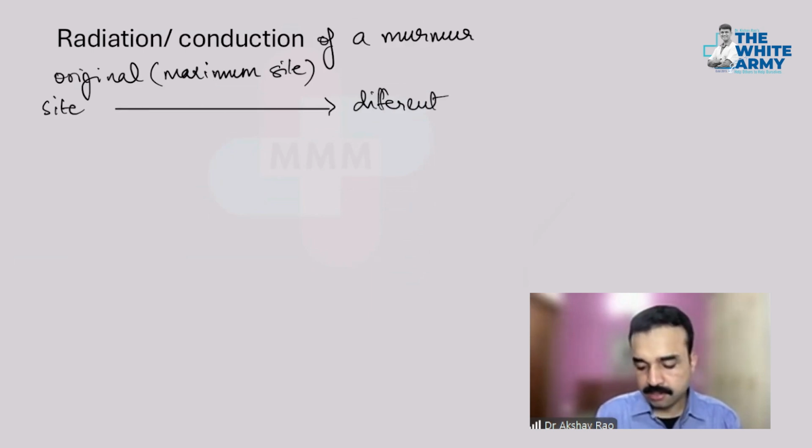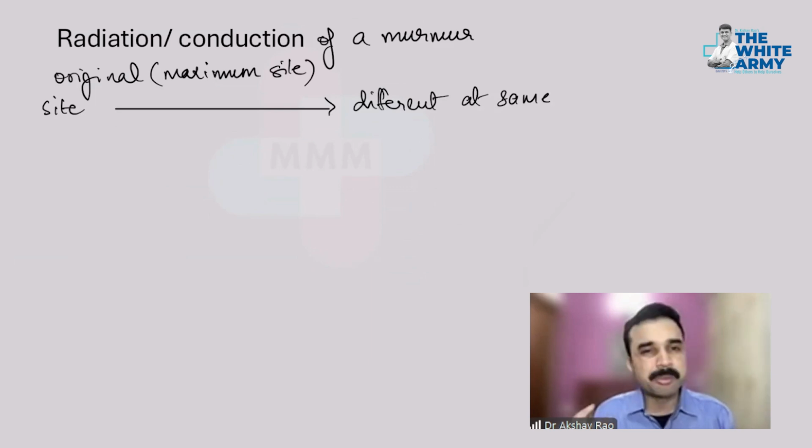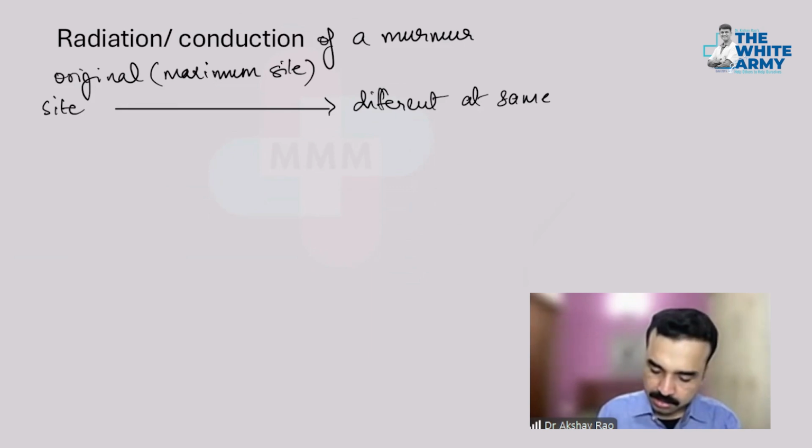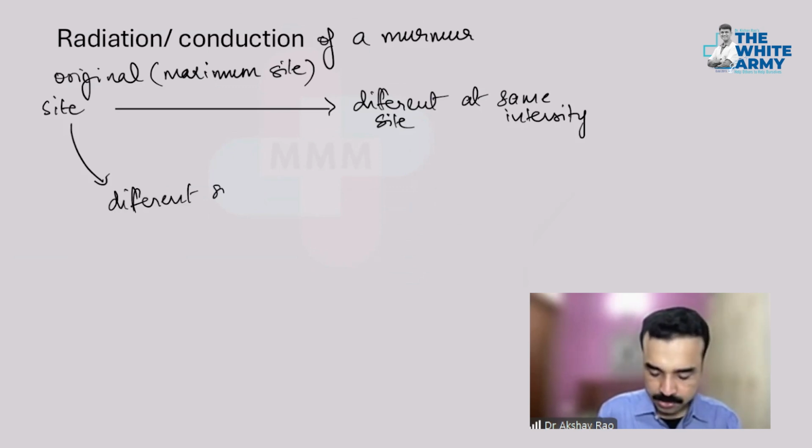but at the same intensity. So you heard it at maximum intensity in the aortic area, and with the same intensity, you can even hear the murmur in the carotids. So you're auscultating the carotids, and you're hearing the AS murmur with the same intensity as in the right second parasternal space. So, a different site, but the same intensity. This is known as radiation. Whereas if it is heard at a different site, but at a lesser intensity, then it is called conduction of a murmur. A different site with reduced intensity is known as conduction.